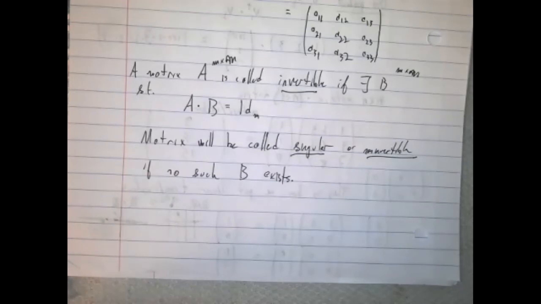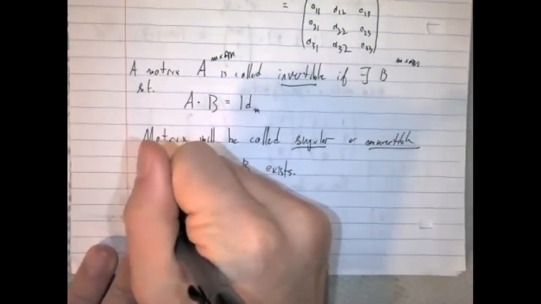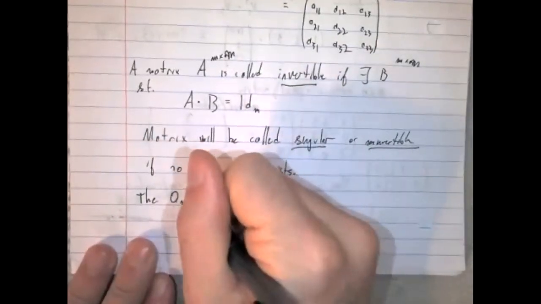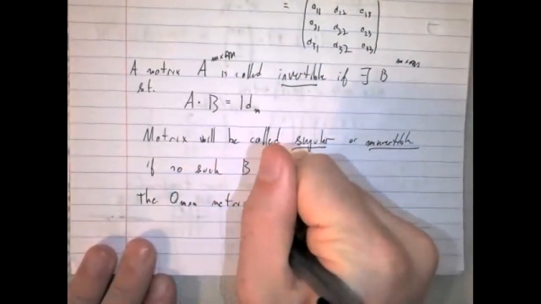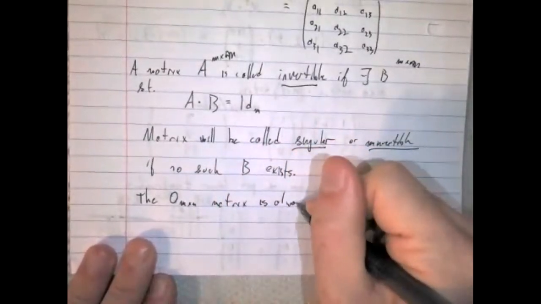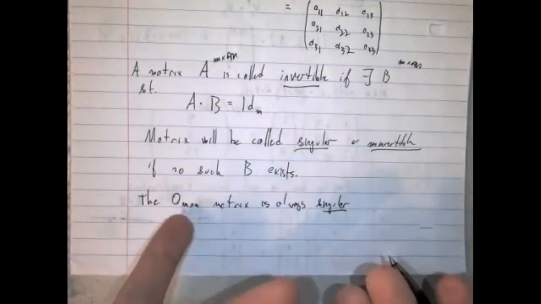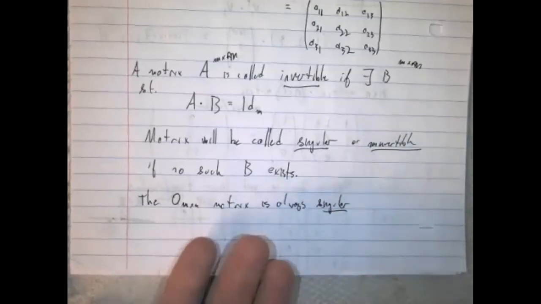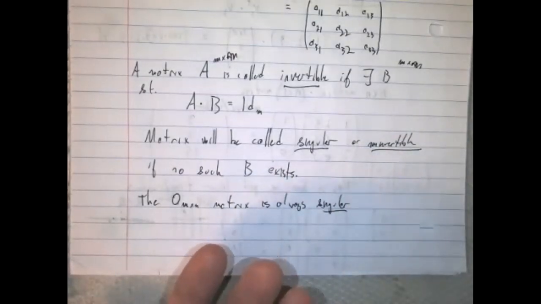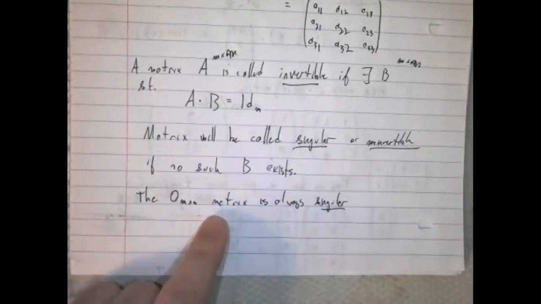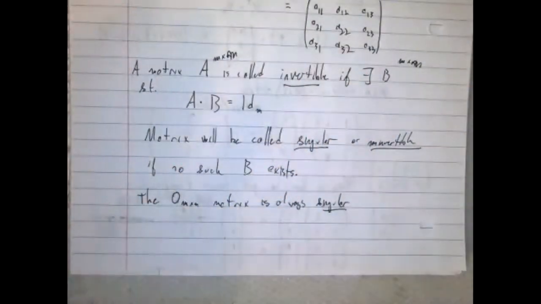Can anyone think up an example of a singular or non-invertible M by M matrix? A zero matrix? Yes, very good. The zero matrix, call it 0 sub M by M, is always singular, because if I have an M by M matrix full of zeros, any dot product with a bunch of zeros will just give me 0. So the zero matrix, when multiplied by any other matrix, will always give me 0 back. It can never give me ones along the diagonal. Does this make sense?